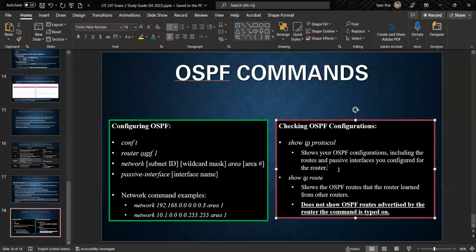If you want to check your OSPF configurations, you can do show ip protocols. It shows your OSPF configurations, including the routes and passive interfaces you configured on that router. Then the show ip route command shows the OSPF routes that the router learned from other routers. So the networks you type in the network commands are not going to appear in your routing table. What you typed in other routers that the router you configured learned, that is what's going to appear in show ip route.